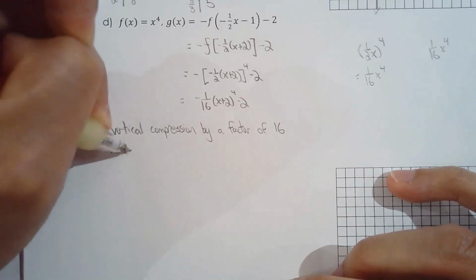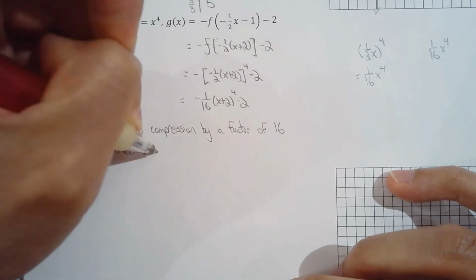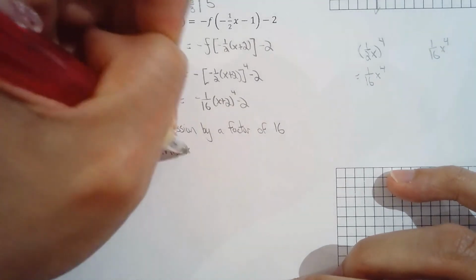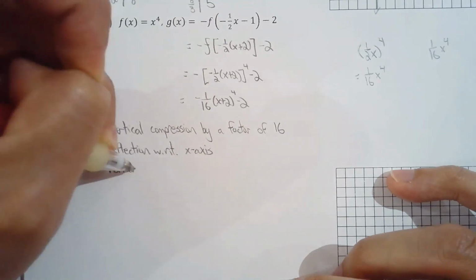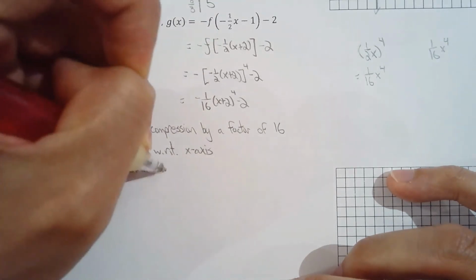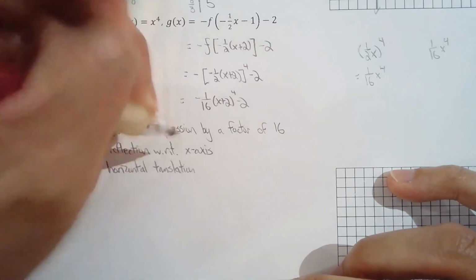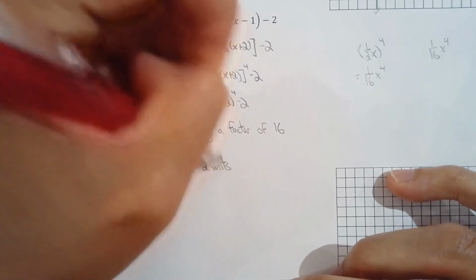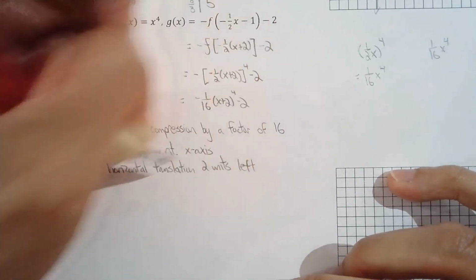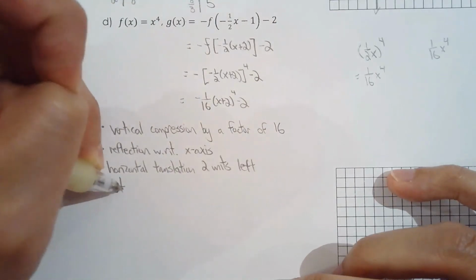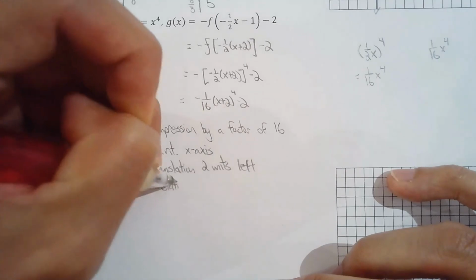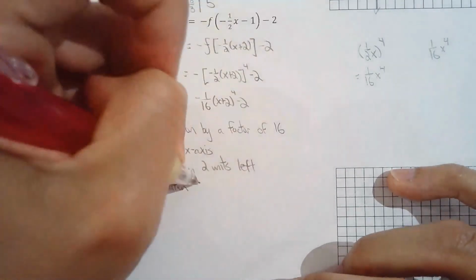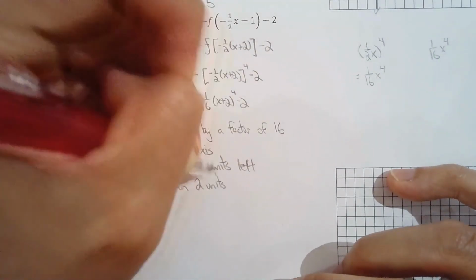Reflection with respect to x-axis, horizontal translation, 2 units left, vertical translation, 2 units down.